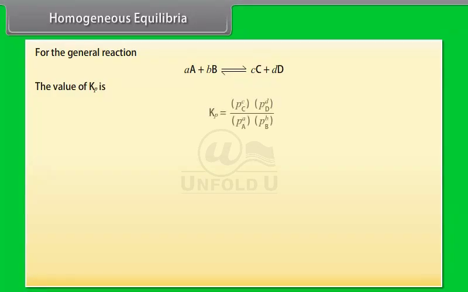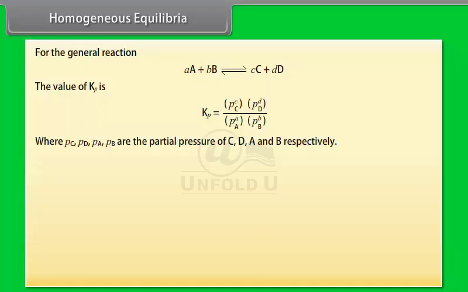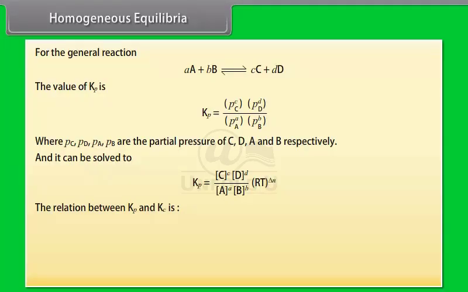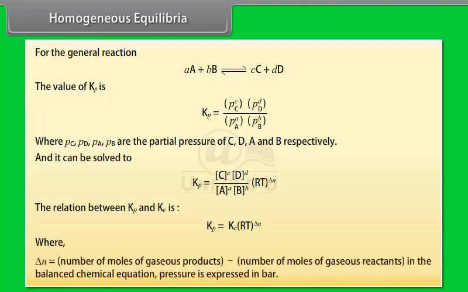For the general reaction, the value of Kp is, where Pc, Pd, Pa, Pb are partial pressures of C, D, A and B respectively, and it can be solved further. The relation between Kp and Kc is Kp is equal to Kc into RT raised to the power delta n, where delta n is equal to number of moles of gaseous products minus number of moles of gaseous reactants in the balanced chemical equation. Pressure is expressed in bar.